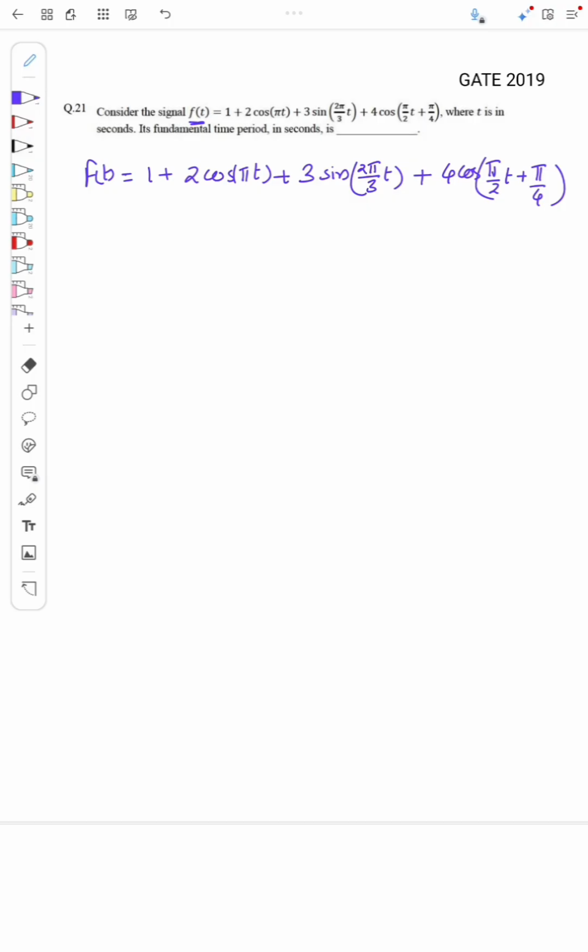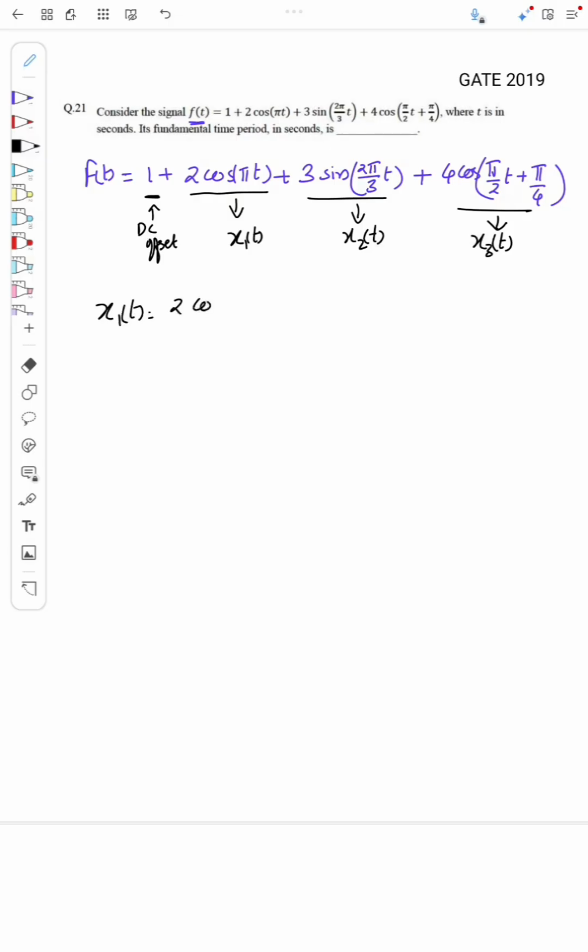Right? So to find the time period, if you carefully see, we have 1 which corresponds to DC offset, so it won't affect the periodicity of the signal. And we have 3 sinusoidal components. So I'll call this x1 of t, I'll call this x2 of t, and I'll call this term x3 of t. So what is x1 of t? x1 of t is 2 cos pi t.